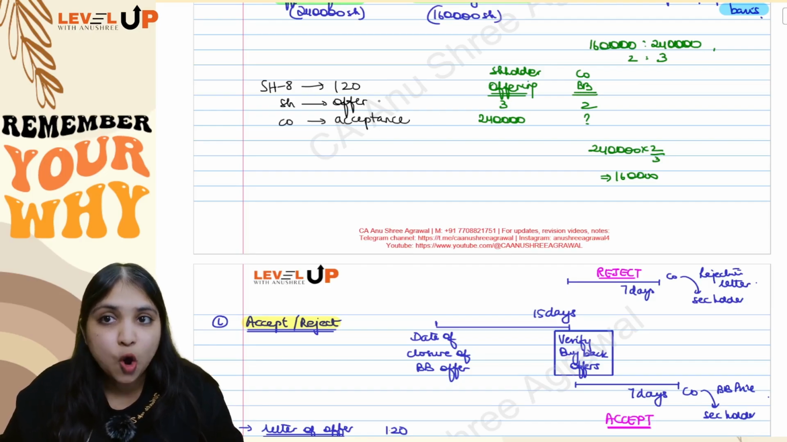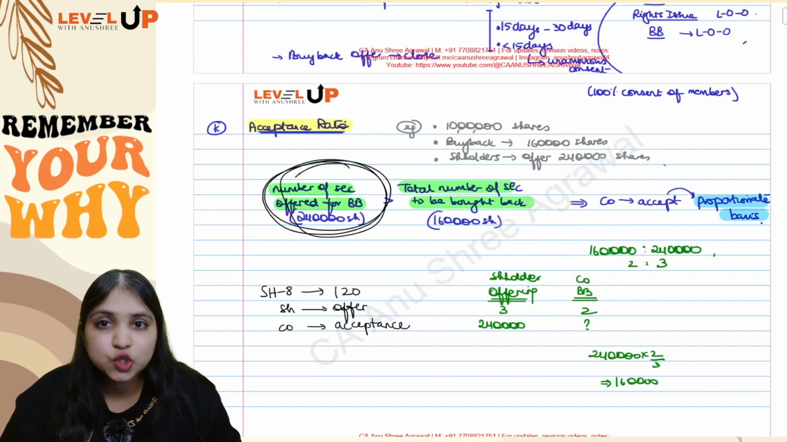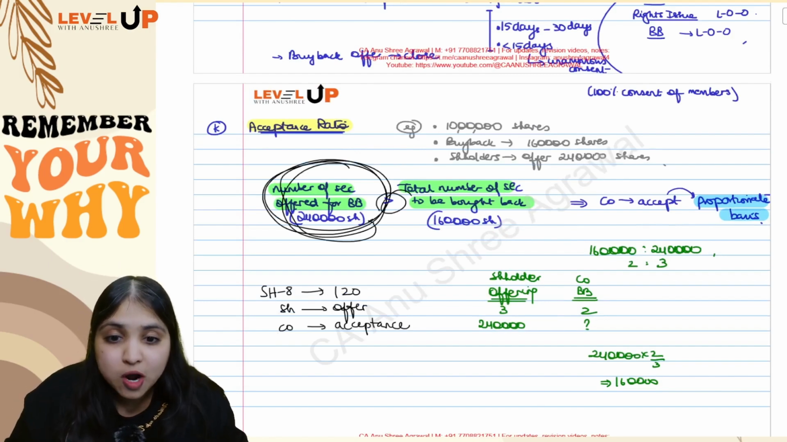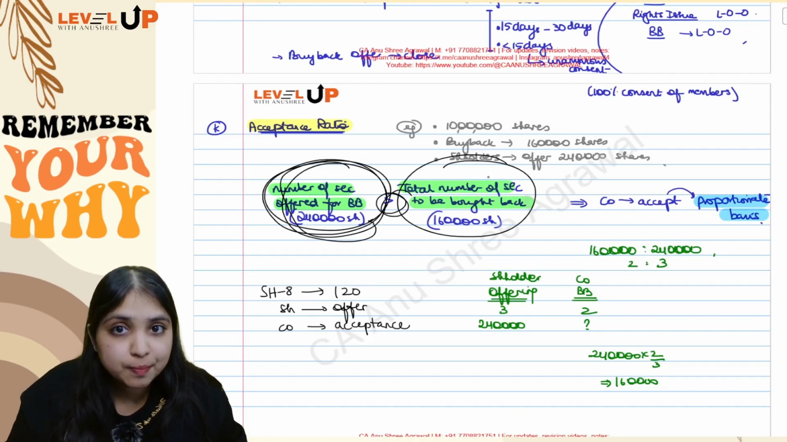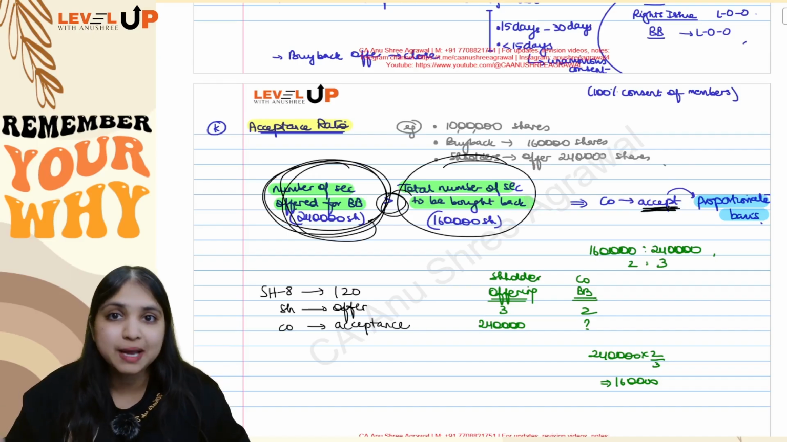The company accepts the offer of the shareholders on a proportionate basis. So this is my next point. When the number of securities offered for buyback by the shareholders is more than the number of securities which the company wants to buy back, the company will come up with an acceptance ratio. The company will accept the shares offered for buyback on a proportionate basis.